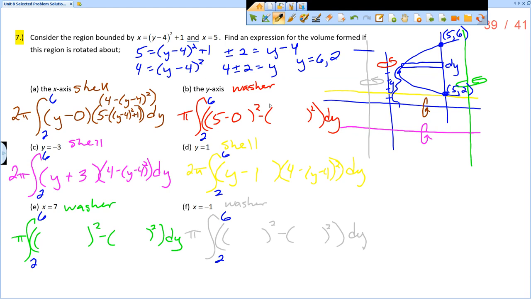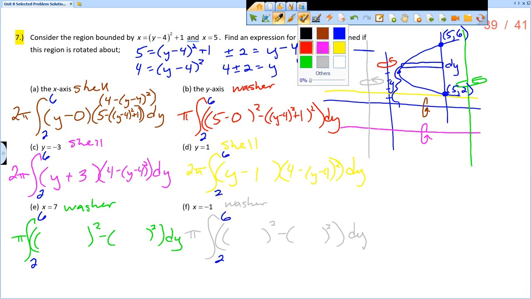So that would be the y minus 4 squared plus 1, and then minus 0, the axis of rotation. So I'll just choose to leave that off. And so that is B. Now let's move on to E and F.